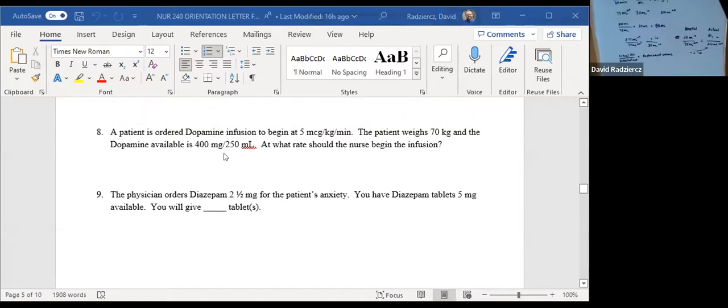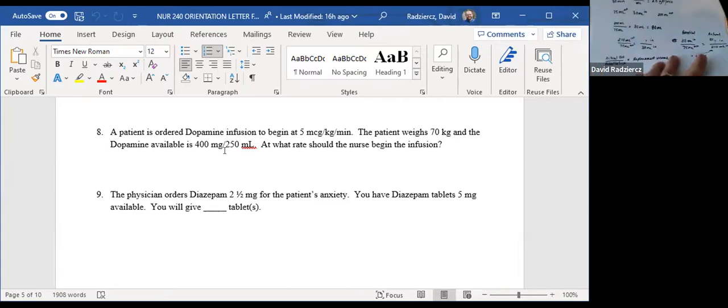All right, number 8 says that we have a dopamine infusion at 5 micrograms per kilogram per minute for a patient weighing 70 kilograms. Dopamine available is 400 milligrams per 250 mL. At what rate should the nurse begin the infusion? First and foremost, when we're talking about infusions, unless there's a drop factor given, the infusion rate we're looking for would be milliliters per hour. That will help because we're going to have to do some converting.